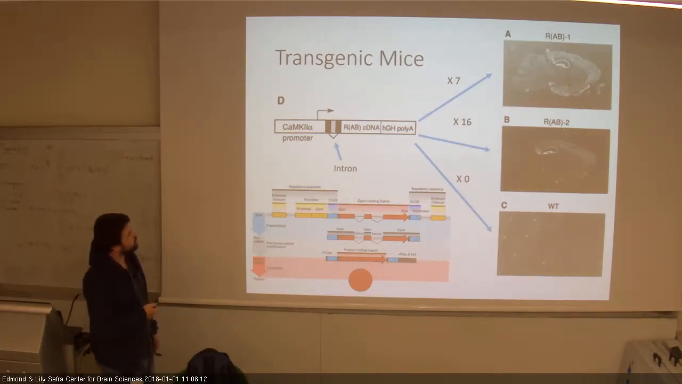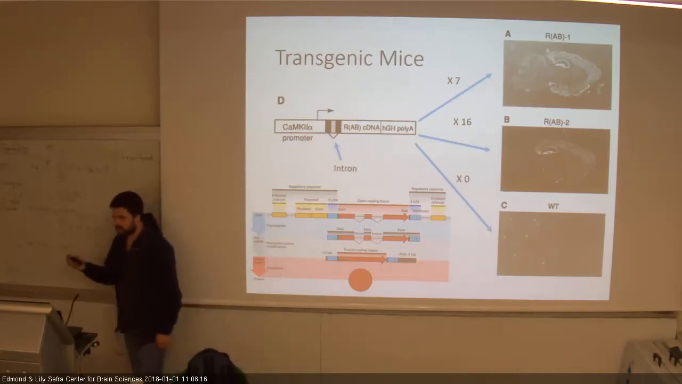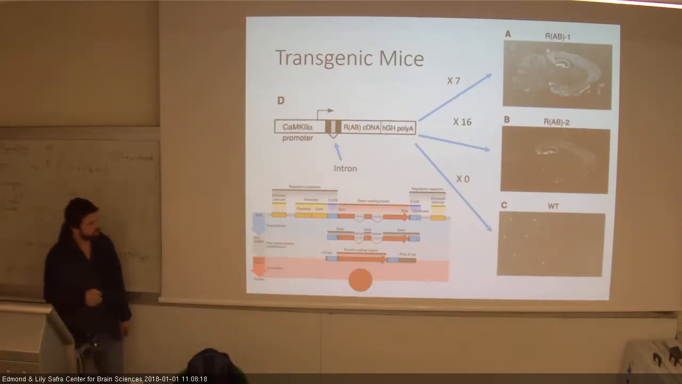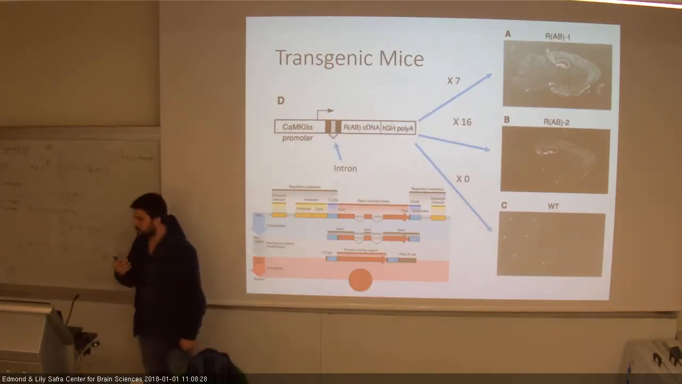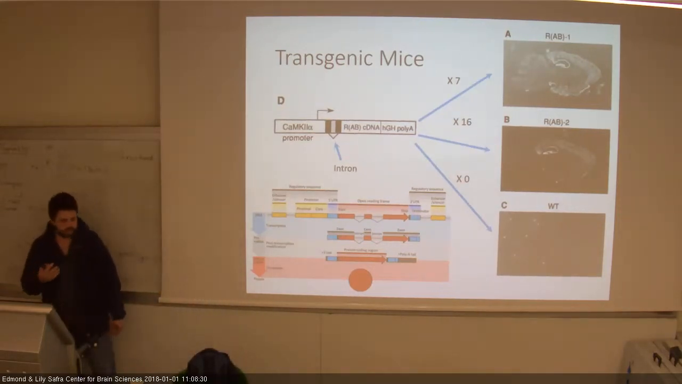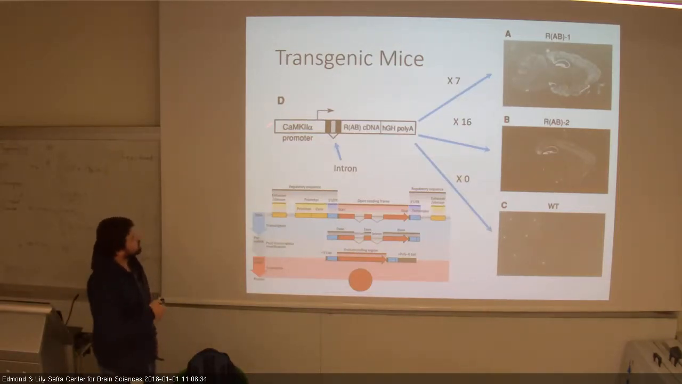Like I told you, what they did is that they overexpressed the dominant negative form of one of the subunits of the protein kinase A, and this is how they did the construct. The reason that I'm showing you this is that it's one of the first demonstrations of a genetic construct, and nowadays these constructs look very different.